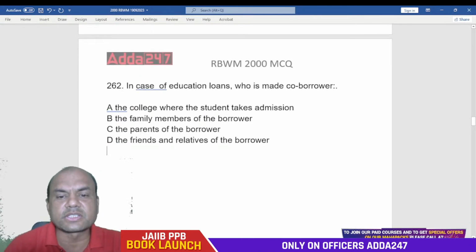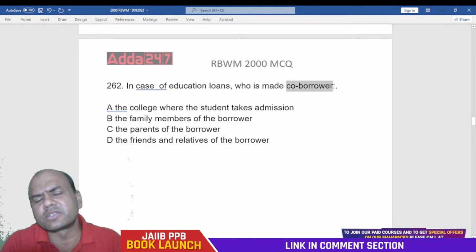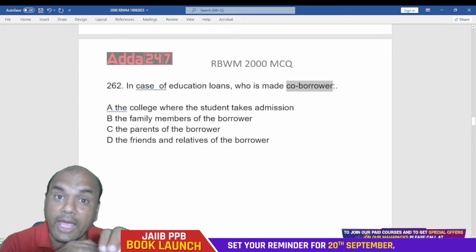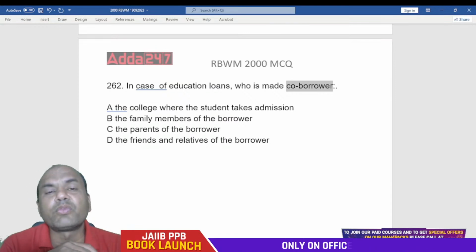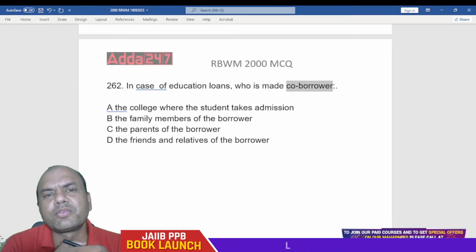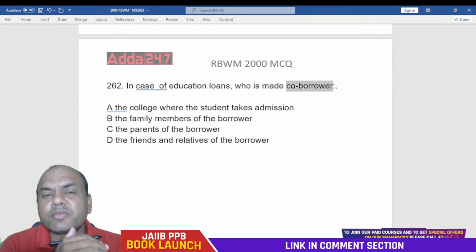In case of education loans, who is made a co-borrower? See, your education loan is given to whom? Tell me first. It is always given to that student. Actually, the borrower is that student. But what happens? The student is not earning at that time. That's why we don't give that student that full amount alone. We take some co-borrower.